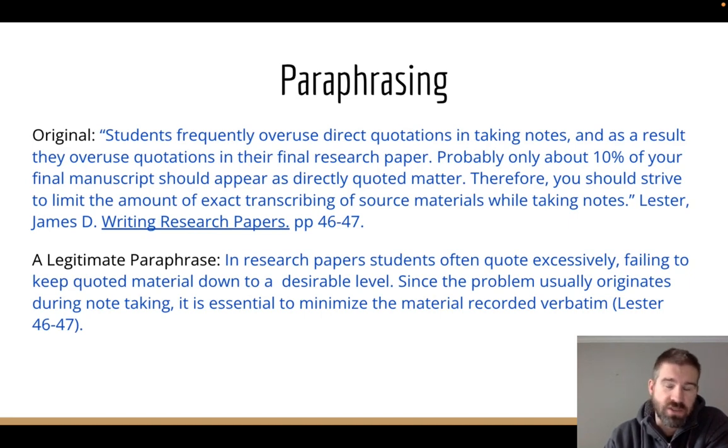Now, there are a couple of nuanced things to this, such as if you're paraphrasing, where do you put the in-text citation? The easy answer is you should put the in-text citation as close as possible to the other person's ideas. Another way to do that in this case would be to simply reword a little bit and say, according to Lester, in research papers, students often quote excessively, and then end with the parenthetical in-text citation. I think that's the best way to do it because it shows essentially where that paraphrase begins, which is according to Lester, and where it ends, which would be with the citation.